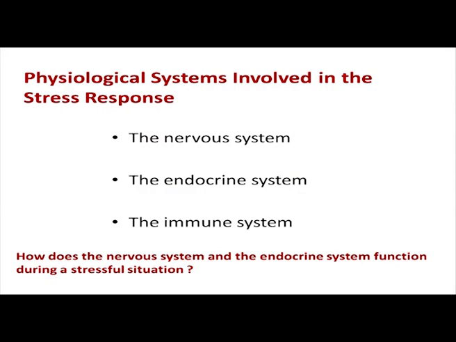So, this brings back our old slide of the various physiological systems involved in the stress response, and we have seen that the nervous system, the endocrine system and the immune system are the three systems involved in stress. Now, in today's session we shall see how the nervous system and the endocrine system function during a stressful situation.